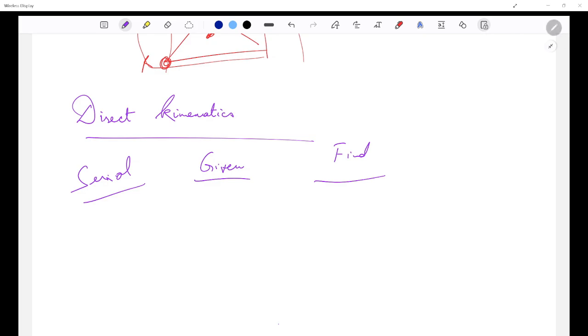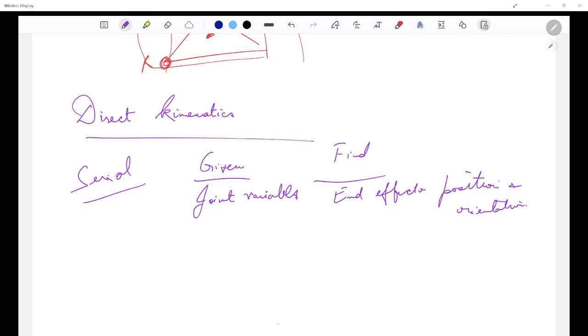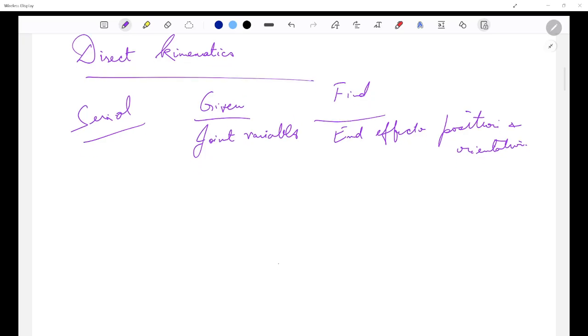So in case of serial robots, you are given the joint variables. And what do you want to find out? You want to find out the end effector position and orientation. For inverse kinematics it is just the opposite.